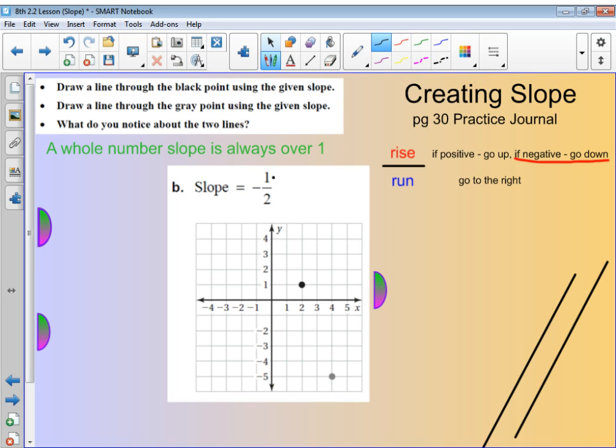And I know you guys are used to doing rise, but in this case, because it's a negative, we're going to drop down. So we're going to go down 1, but we're still going to go to the right 2. So down 1 to the right 2 is going to put me right here. Okay, I'm going to go ahead and draw my line through that.